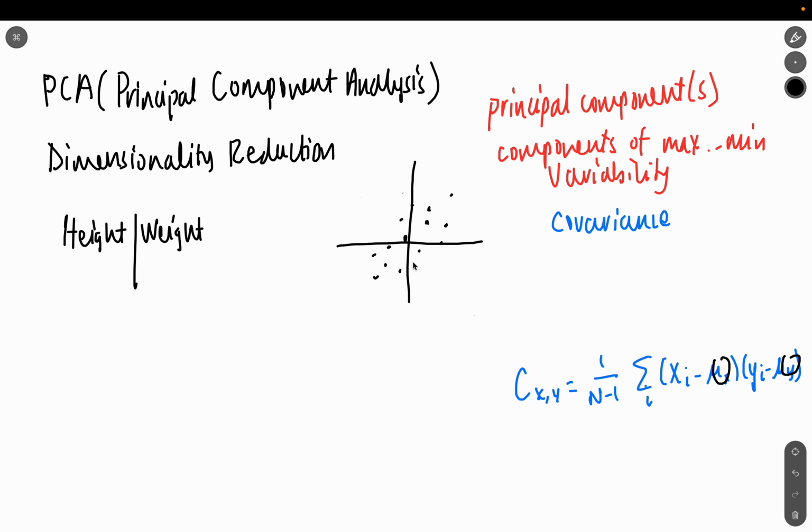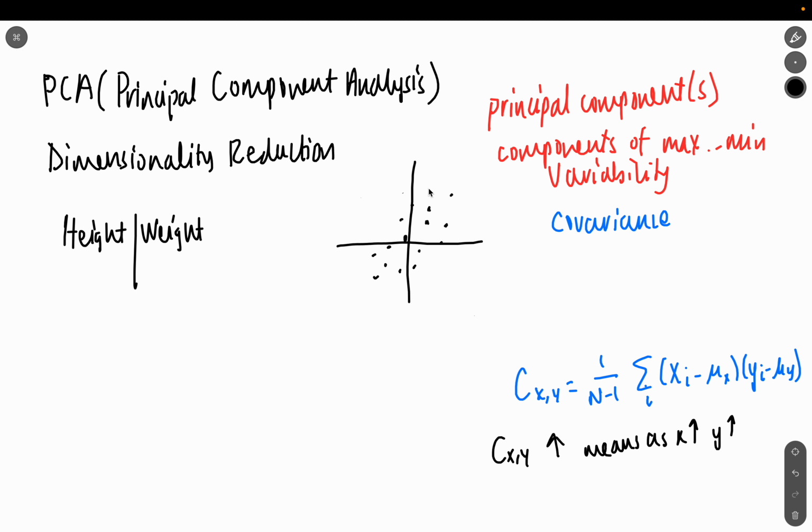So this should be a positive covariance. Why? Because as x goes up, y also tends to go up. It's kind of like a measure of slope in 2 dimensions, if you like to think about it. If the covariance of x and y is high, that means as x increases, so does y.